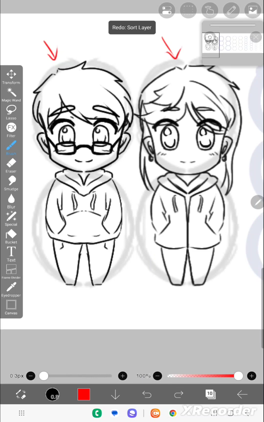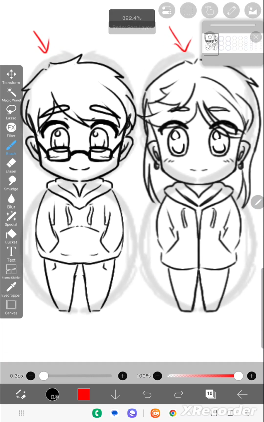All jokes and weirdness aside, this is my character stand-in, and then this is my character OC Clara.